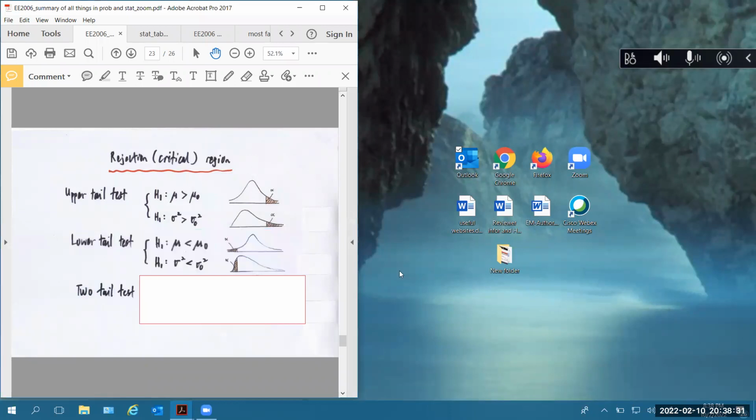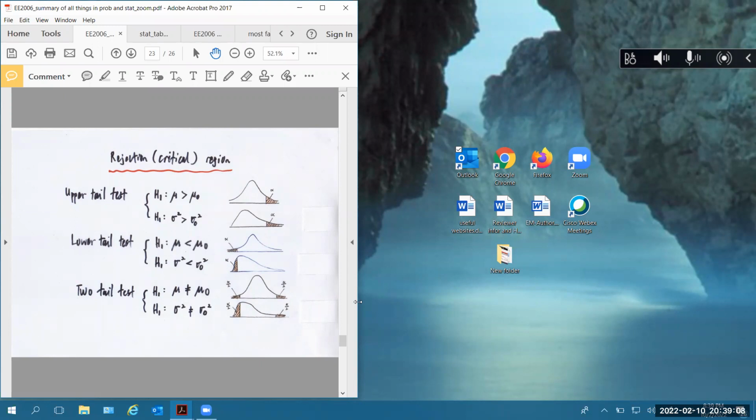Now lower tail is like that. This is called lower tail. So when do you get this? When your H1 is less than. And finally, we got two tail. Two tail is H1 is what? Not equal. Okay, so we see here there are two tails, right? Then what about the area there? Now, when you have two tails, each of the area will be alpha over 2. So that when you add up, you will still get alpha. Is it okay? All right, so just like that. So that's about hypothesis testing.